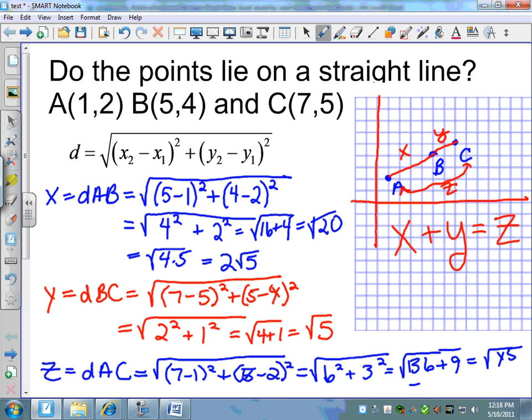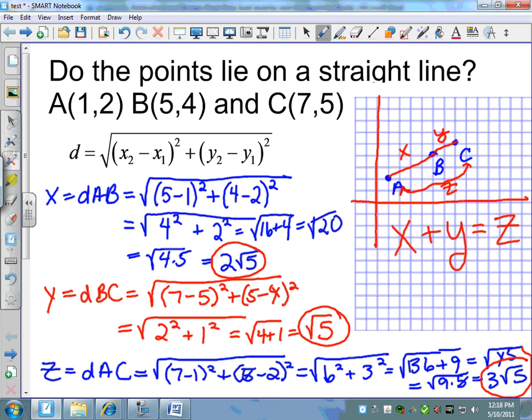And again, the square root of 45 can be simplified. 45 is the same thing as 9 times 5. And that is 3 square root of 5. So we've actually found our 3 distances. I'm going to circle them in red here. The first distance, x, is 2 square root of 5. Y is square root of 5. And then finally z all the way over here in the corner is 3 square root of 5.